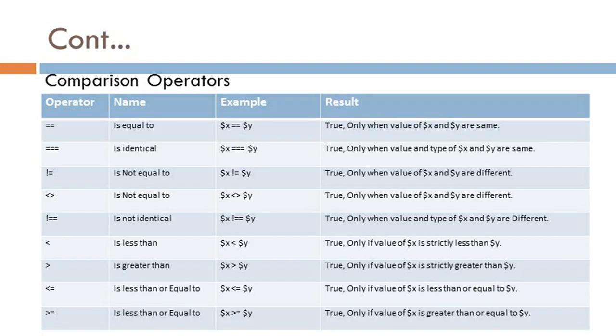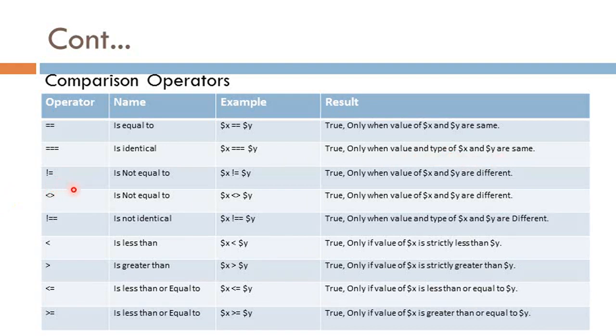Now next operator is comparison operator. Comparison operators are widely used in testing conditions. Operators are: first operator is equal to. Equal to gives true when the value of both operands are the same. Second operator is triple equal to. The value of triple equal to is true only when the value and data type of both operands are the same.